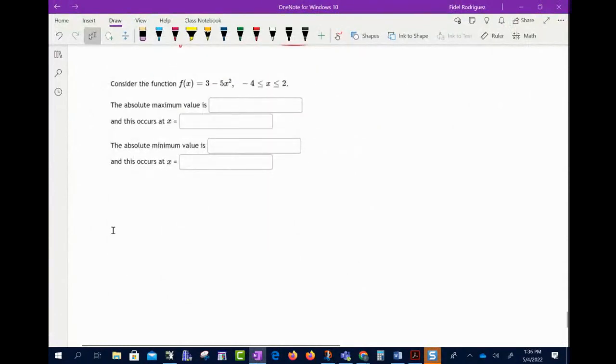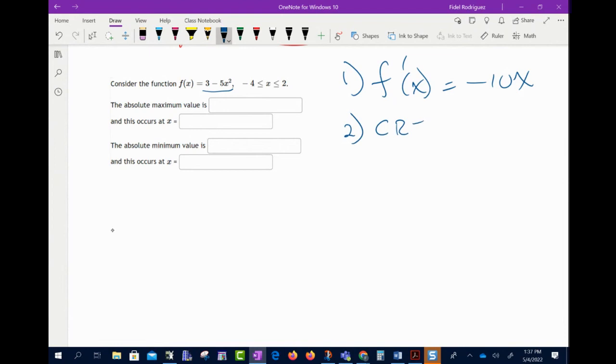Okay, so it says, consider the function f of x equals 3 minus 5x squared over the interval from -4 to 2. It's asking me, what is the absolute maximum value and what's the absolute minimum value? Guys, when we're doing absolute maximums and minimums over a closed interval, there's a couple things we want to do. The first thing we want to do, we want to find the derivative. Okay, so when we find the derivative of 3 minus 5x squared, everybody agree that's going to be a negative 10x?